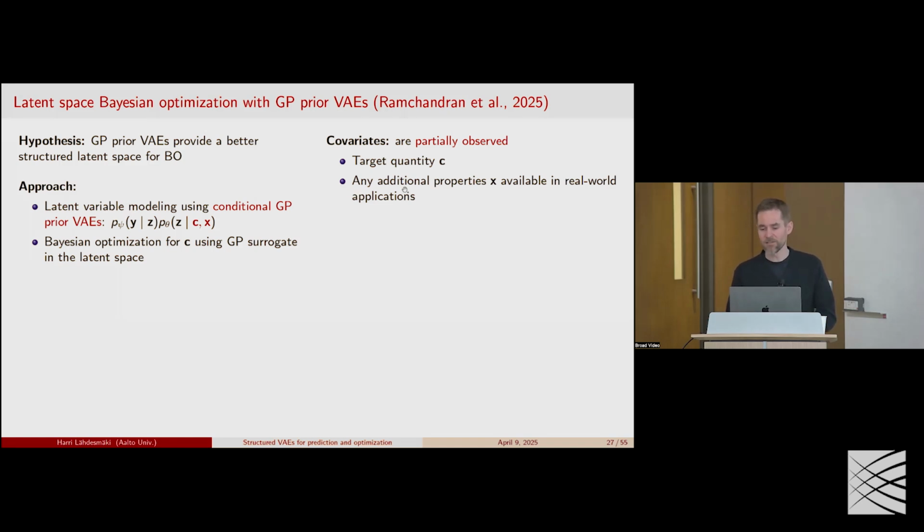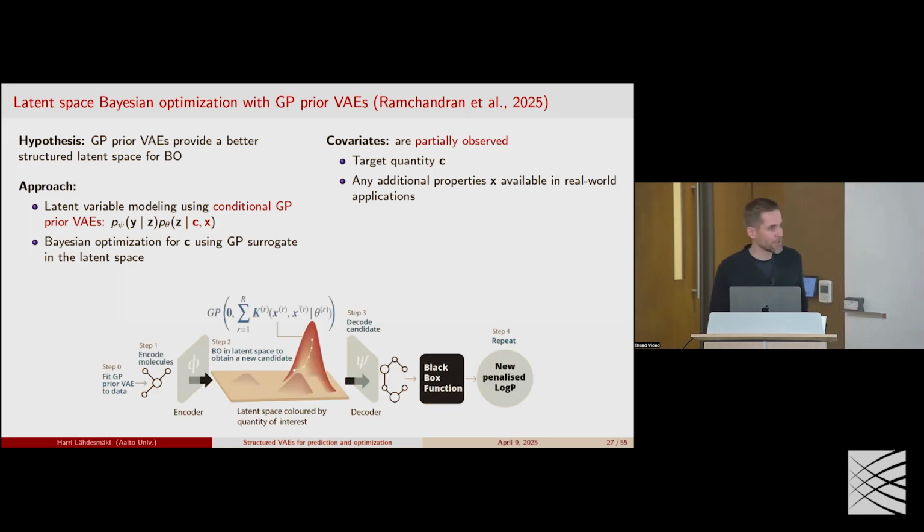And another special feature is that we may have additional properties known of these data items, called X, in real world applications. This is typically an approach which is not really commonly used in Bayesian optimization, but I think one should, because there's possibly information in these X values that tell something about the C as well. So this is the approach that we have proposed.